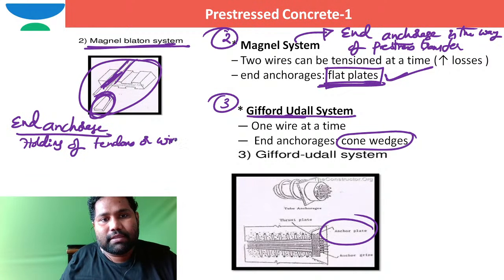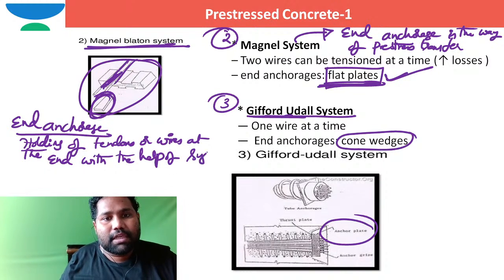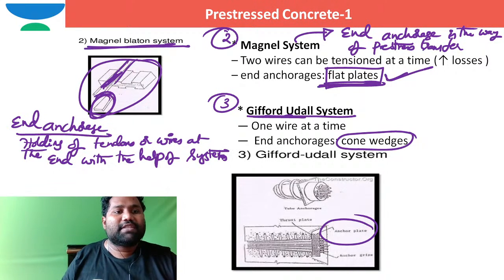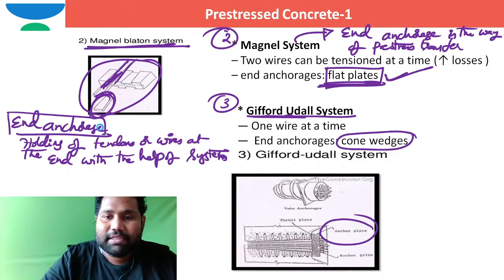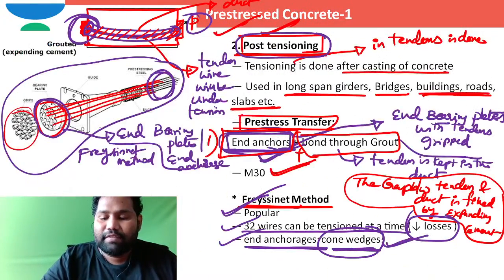Tendons or wires are held at the ends with the help of a system. The name of that system is end anchorage. With the help of this, the holding of those tendons was done at the ends.